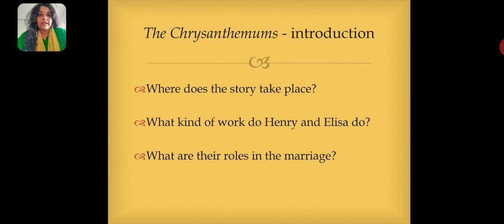So let's see our story, The Chrysanthemums. In this story, we are going to see where the story takes place. Yes, it's most important because I already said it's the Long Valley, situated in California, and it's a story about the protagonist Elisa Allen and her husband Henry and the tinker, or the repairman, we can say that.